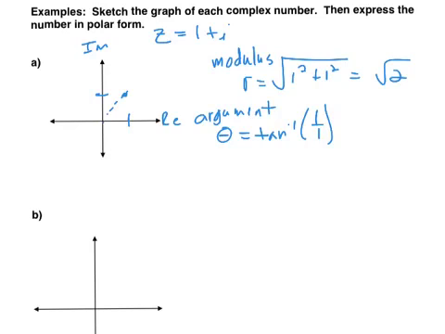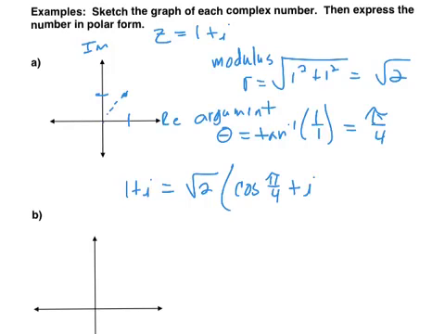Notice we don't put the i in there, and your calculator is going to spit out 45 degrees, which is pi over 4. So if I'm writing this in polar form, 1 plus i ends up being, my modulus is radical 2, and then in parentheses I have the cosine of pi over 4 plus i times the sine of pi over 4. That's how you represent this complex number in polar form. You have the modulus and you have the argument. And believe me, it's going to be a lot easier to multiply and divide when we have the modulus and the argument.